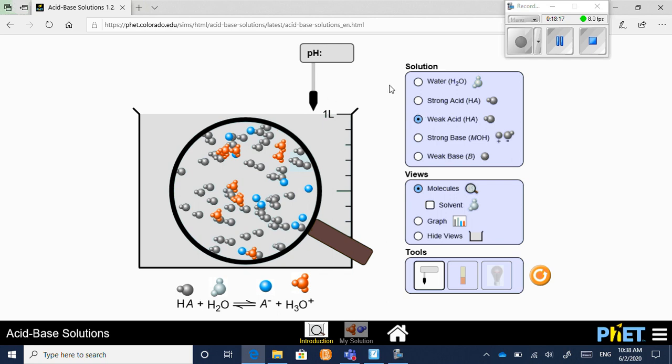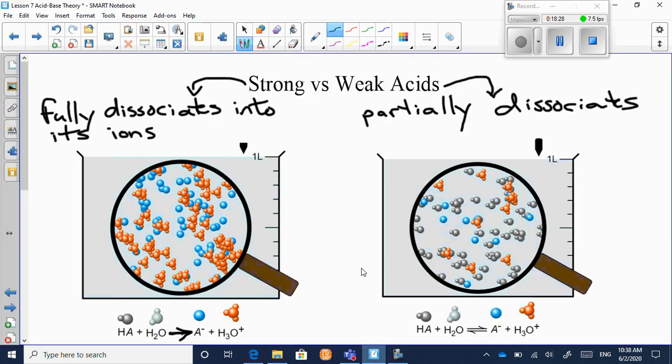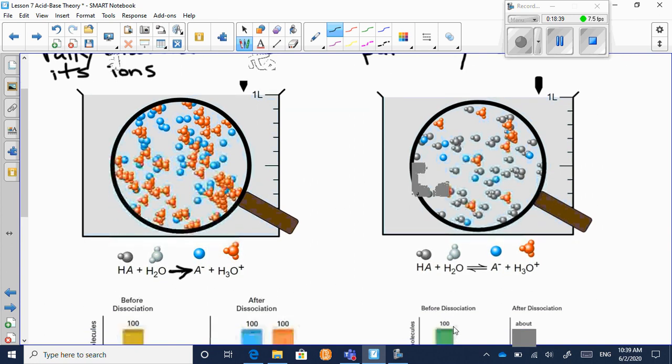Now, I'm going to come back to this to show you the pH. I don't want to use the pH meter yet because I want to explain what pH is first. But sure enough, if we go back to the note, you're going to see that they use this double arrow to indicate that a lot of them stay as the original acid molecule.